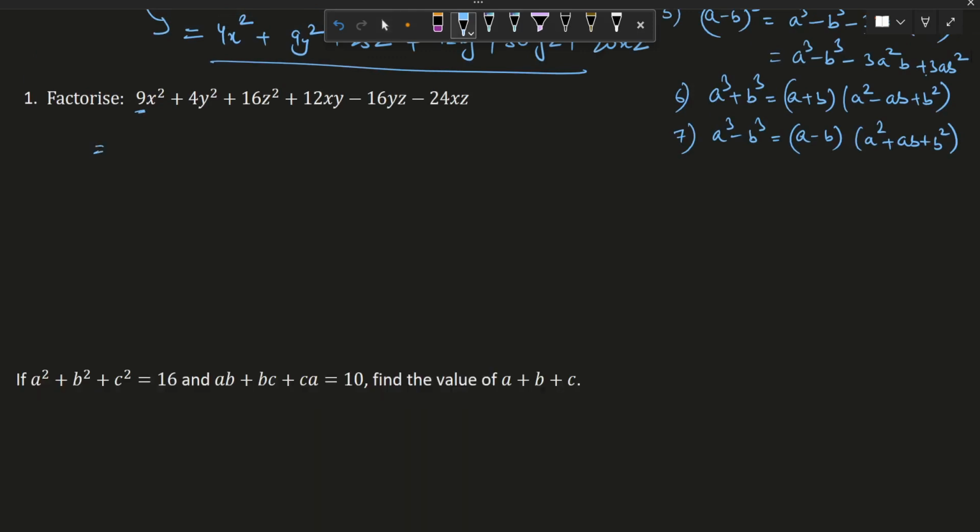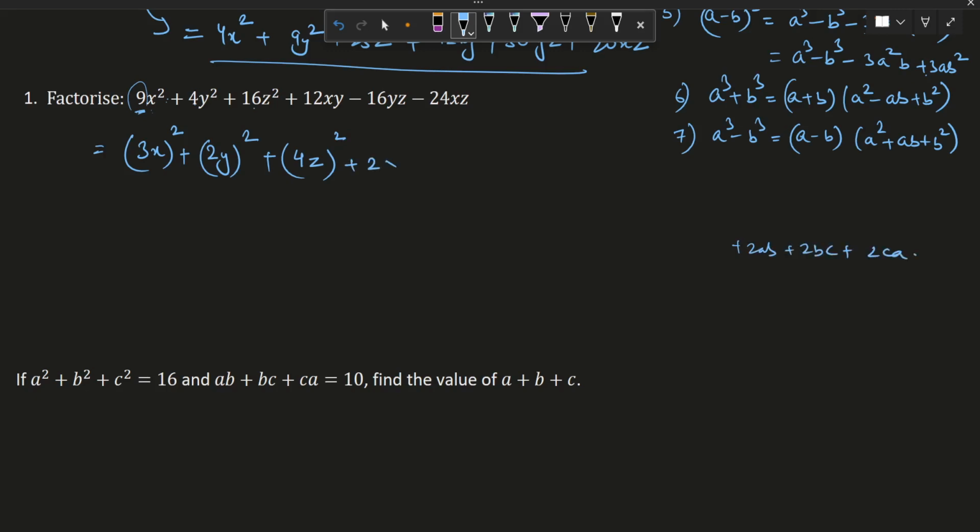Here you see 9 is a perfect square of 3. So I'll write it as 3x whole square. It was only 9x square, the square was with x only, so I made it a perfect square. Then 4 is a perfect square of 2, so 2y whole square. 16 is a perfect square of 4, so 4z whole square. Now the identity is plus 2ab plus 2bc plus 2ca.